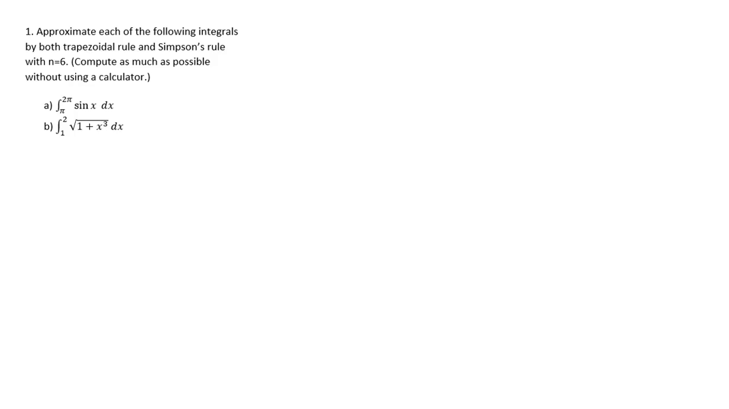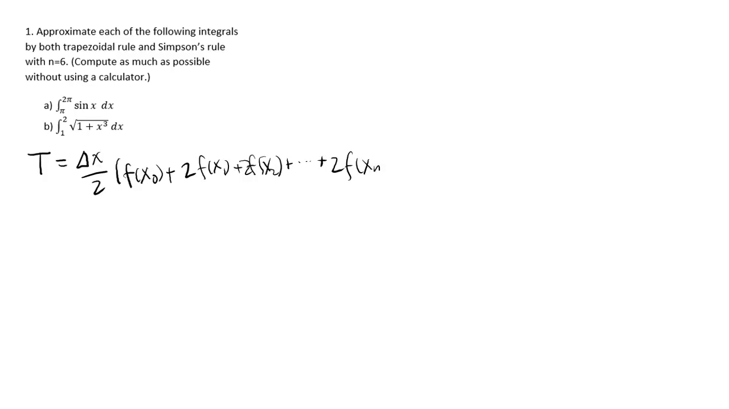Alright, so we have Simpson's rule and the trapezoidal rule. Let's write down the formulas first. The trapezoidal rule is delta x over 2, and you start from f of x naught, then twice f of x1, plus twice f of x2, and so on until you reach the last one, which is f of xn.